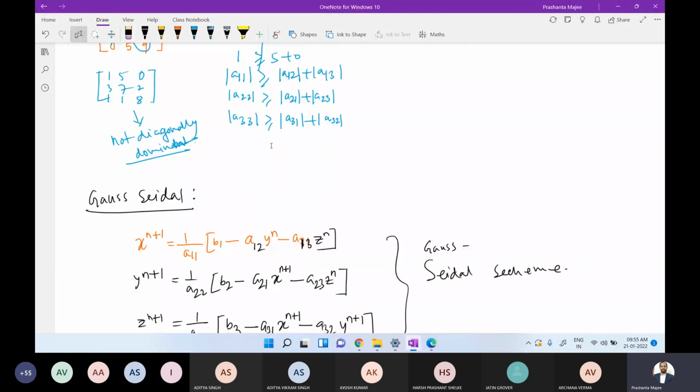Now finding the spectral radius of the iteration matrix will be a little difficult. So another criteria will be if the coefficient matrix is diagonally dominant, that will be sufficient for the convergence of Gauss-Seidel method. Okay.